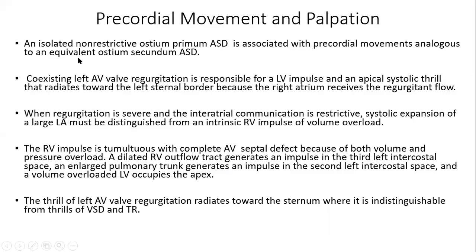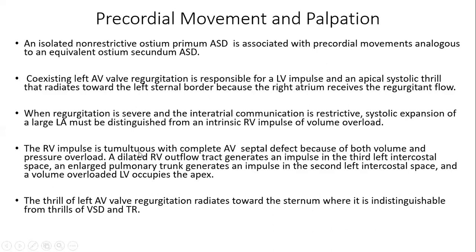Precordial palpation. Basically, it depends upon whether it is an isolated ostium primum ASD. So it is analogous to ostium secundum ASD. An RV impulse is felt with a hyperdynamic RV. If there is a coexistent left AV valve regurgitation, then there is an LV impulse with an apical systolic thrill, and this usually radiates to the left lower sternal border because it is directed towards the right atrium. And when regurgitation is severe and interatrial communication is restricted, then a systolic expansion of the left atrium can be seen, and this can be distinguished from the intrinsic RV impulse of volume overload.